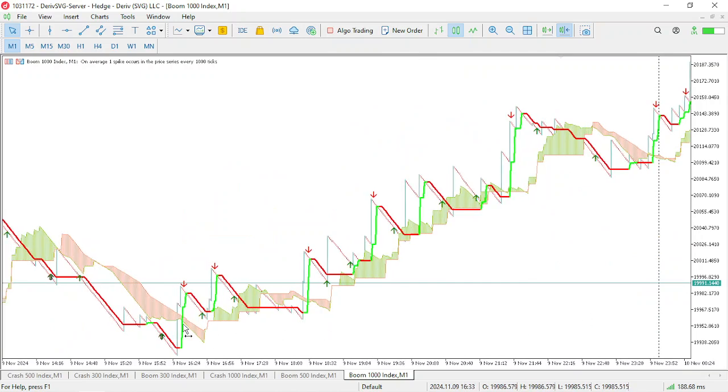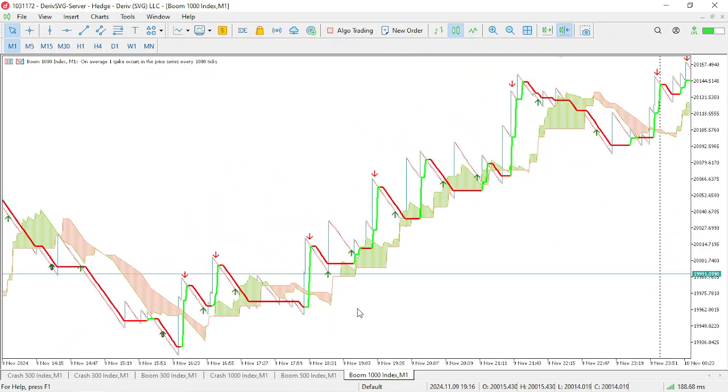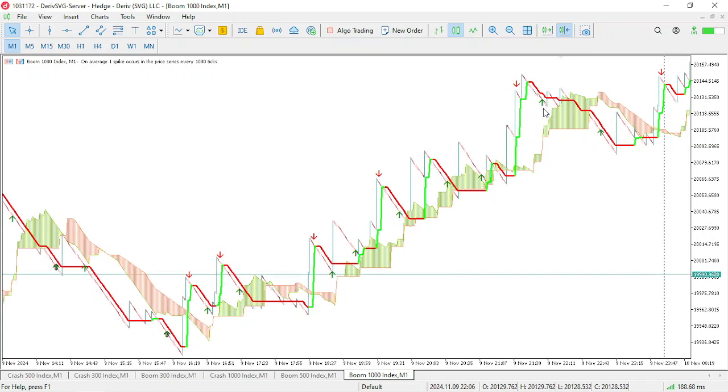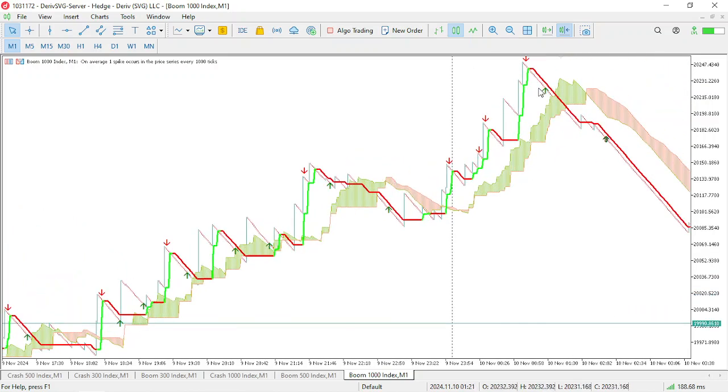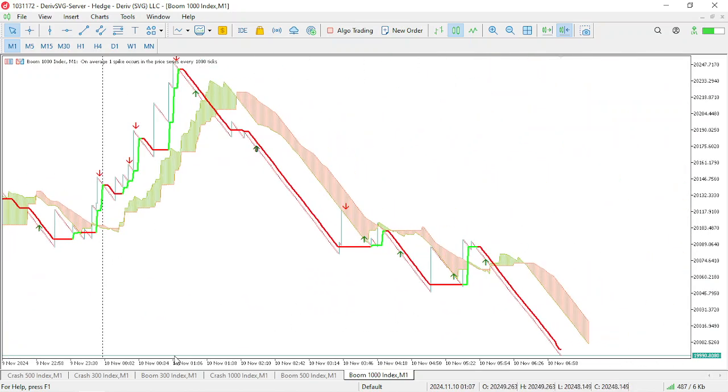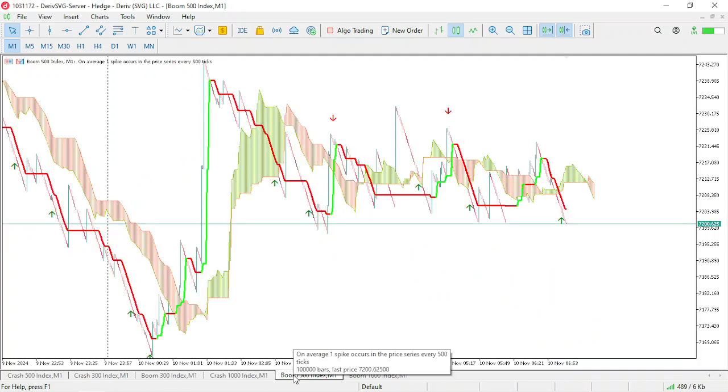But think of it: closing profit, closing profit, closing profit, closing profit, closing profit, closing profit, closing profit, and then cut losses. So that would be one specific pair. Let's go to a different pair.